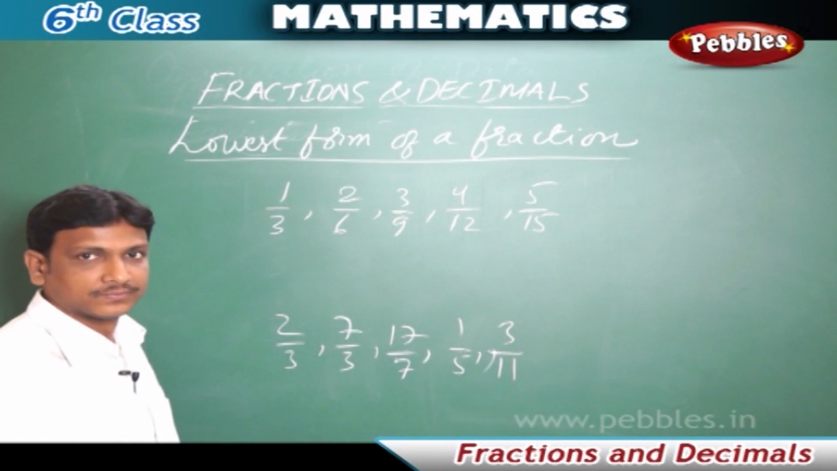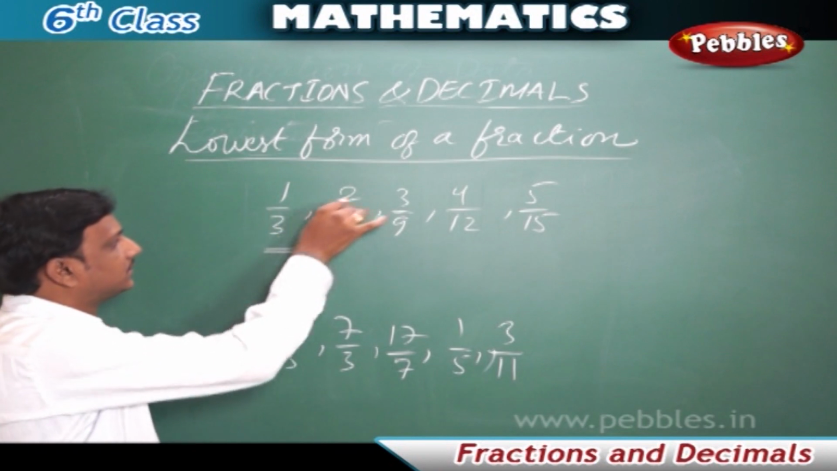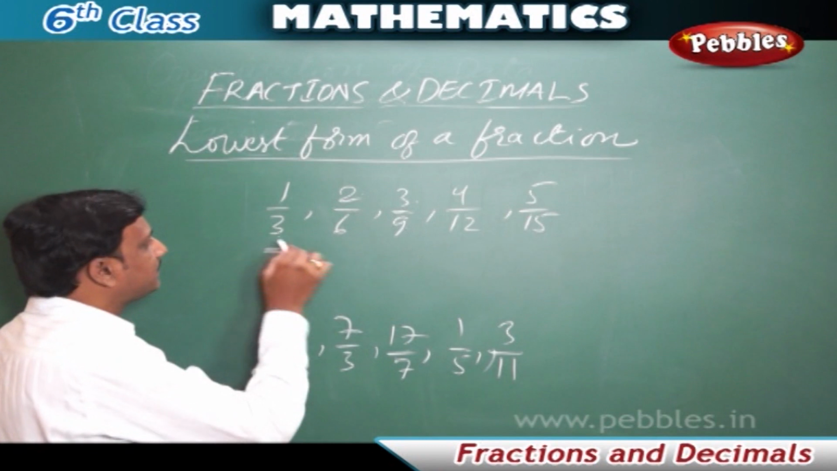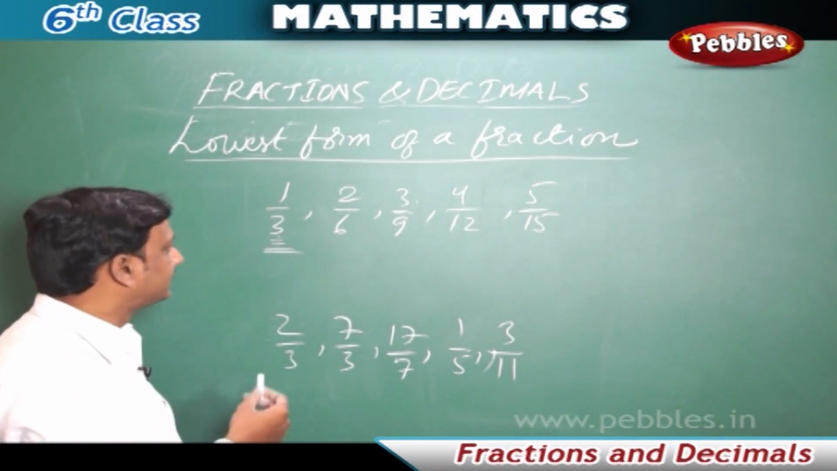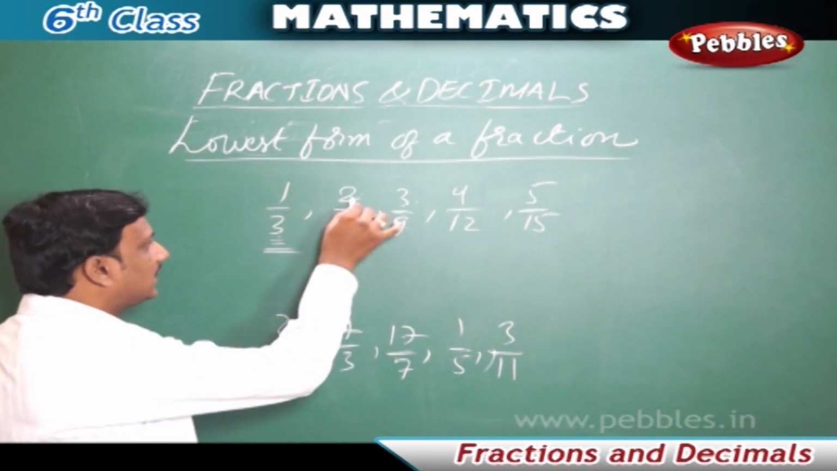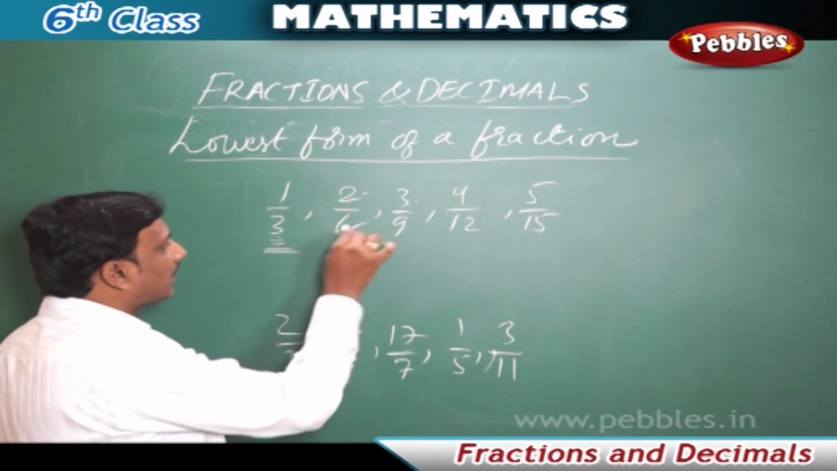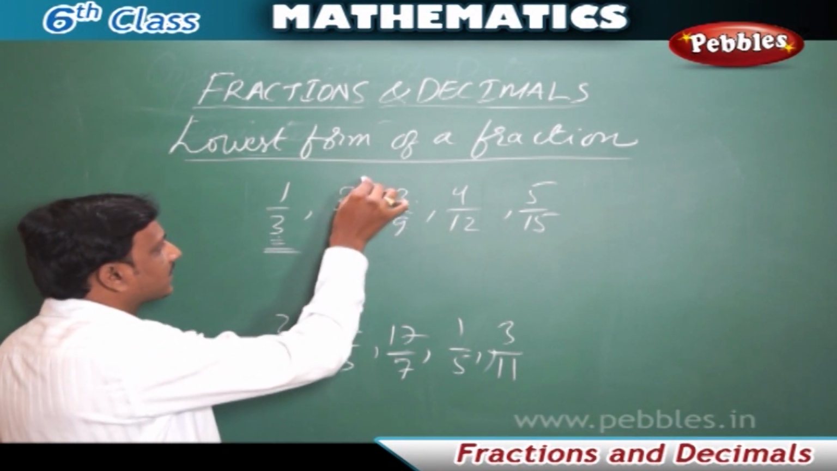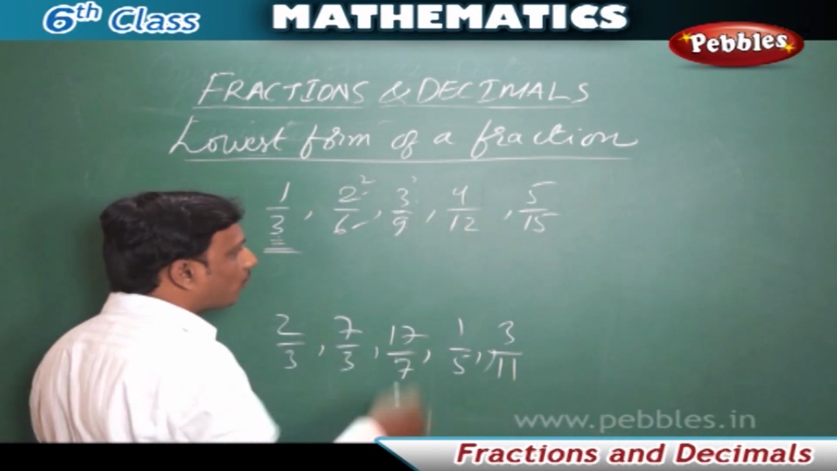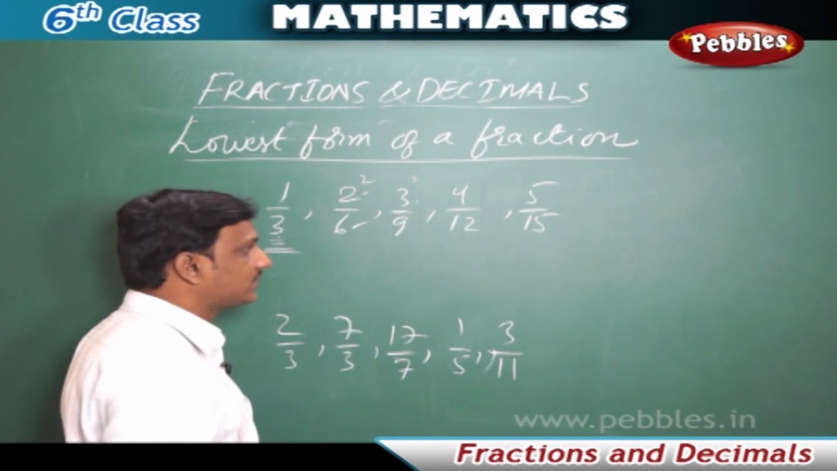Lowest form of a fraction. Here we have seen these equivalent fractions: 1 by 3, 2 sixths, 3 ninths, 4 twelfths, 5 fifteenths. All these are multiples of this 1 by 3. So these are not in the standard form. See, if you find the simplest form, both the numerator and denominator are divided by one number. Here they are divided by 2. Here they are divided by 3. Here they are divided by 4. So these are not the standard forms because they can be made into the simplest form.